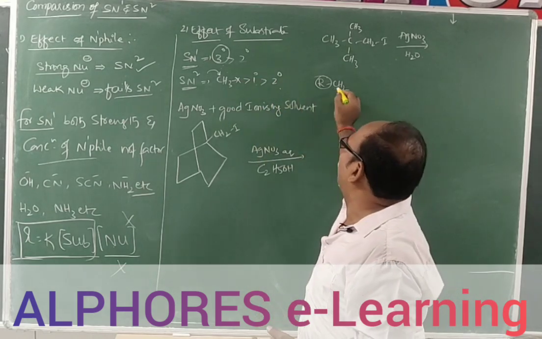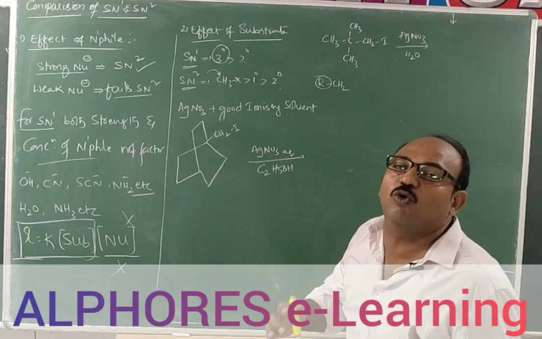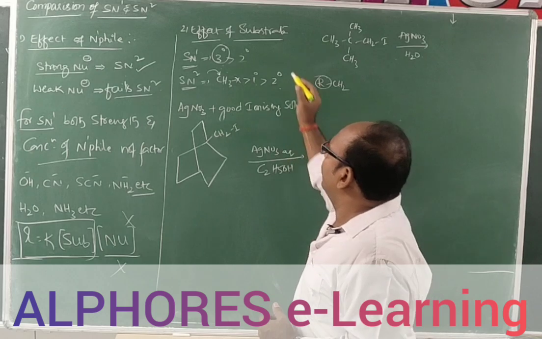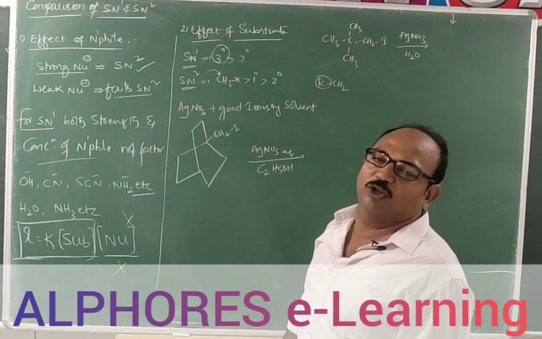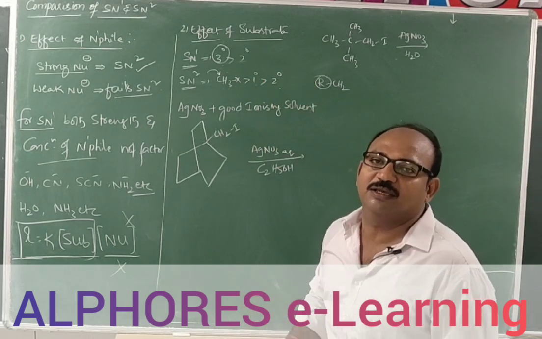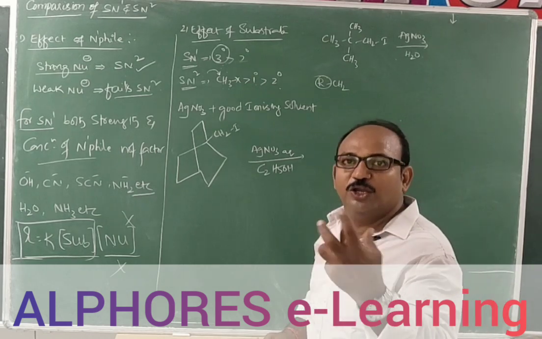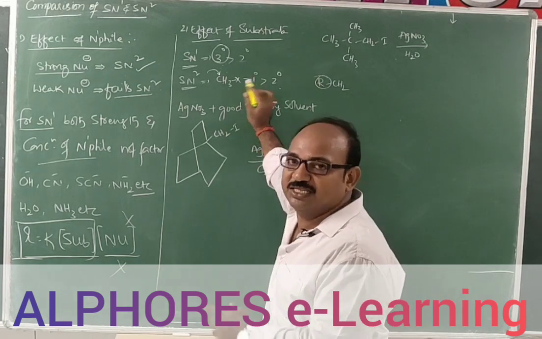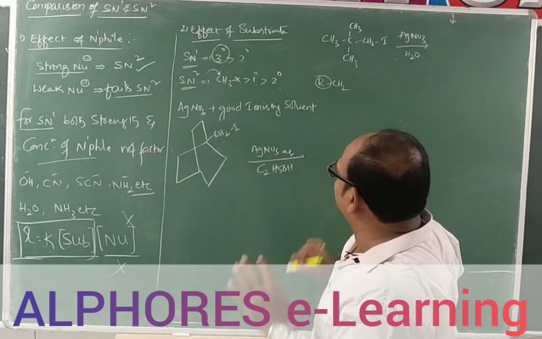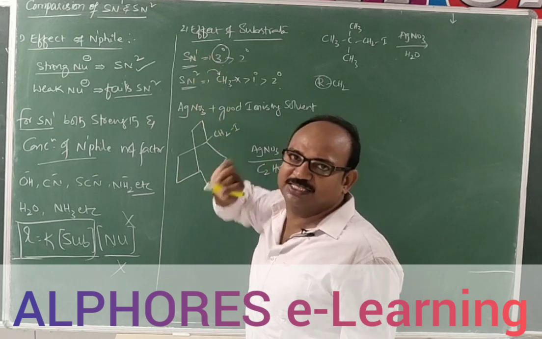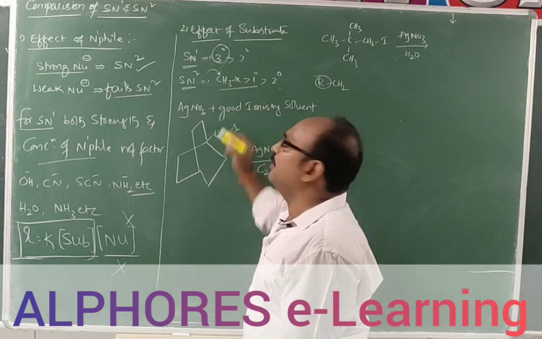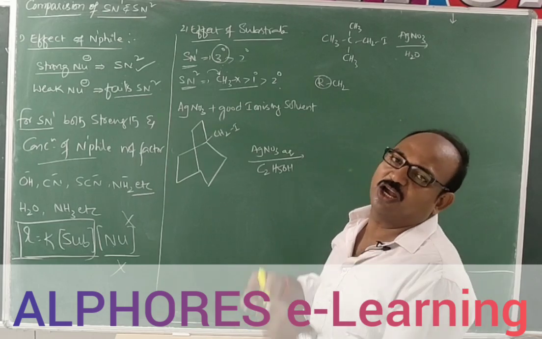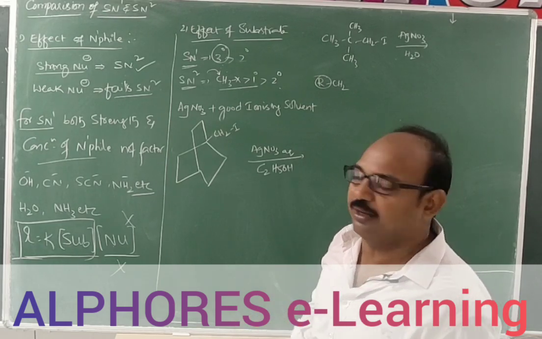And for secondary, there are two alkyl groups, so obviously more steric hindrance. With an increase in the number of alkyl groups, steric hindrance to the approaching nucleophile from the rear side increases, which makes the SN2 reaction less favorable. So it is very clear: tertiary prefers only SN1, and methyl and primary prefer only SN2, because they are not able to form a stable carbocation.